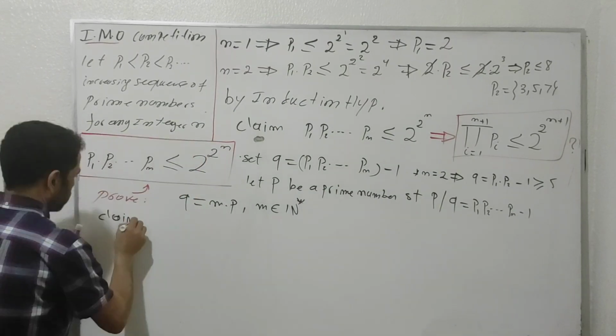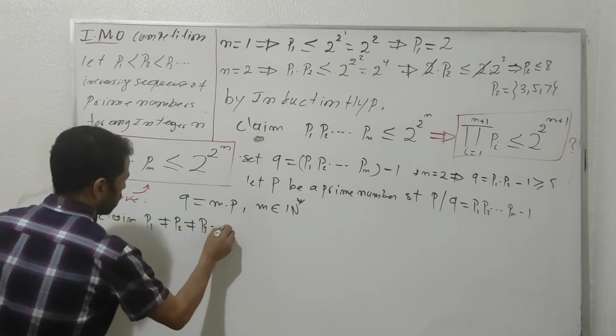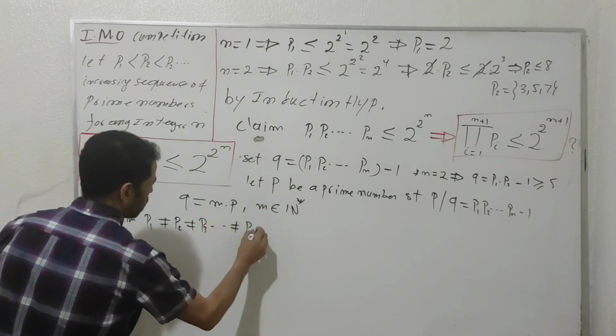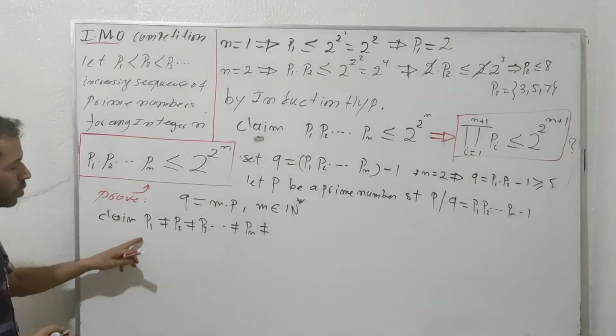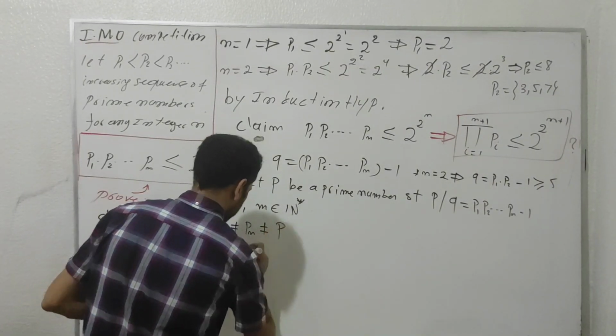Let's claim P1 is different than P2, is different than P3, and all the way down to Pn. Also, I'm going to assume all these numbers are different than P.